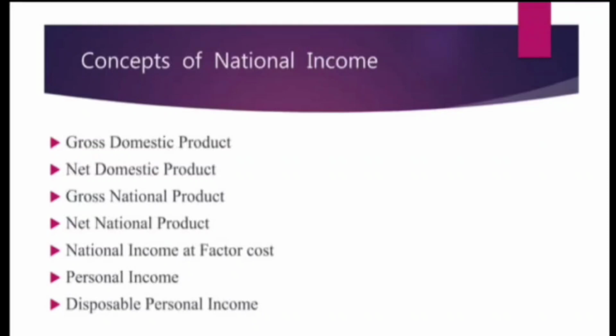The formula for calculating disposable personal income is: disposable personal income equals personal income minus personal taxes, or DPI equals PI minus personal taxes. The concept of disposable personal income is very important for studying the consumption and saving behavior of individuals. It is the amount which households can spend and save. Disposable income equals consumption plus savings.